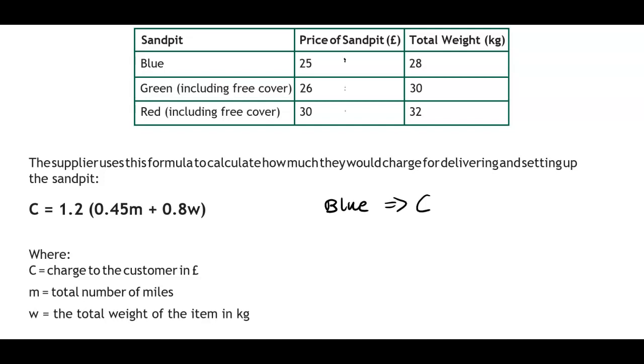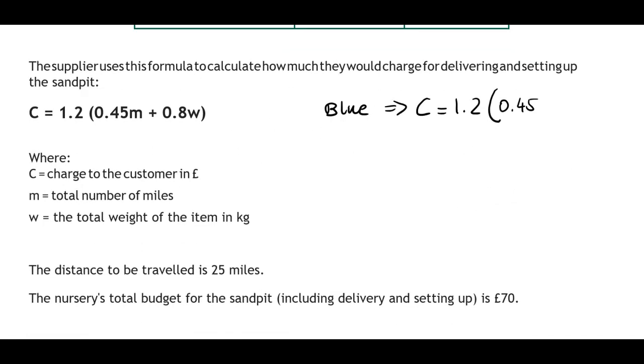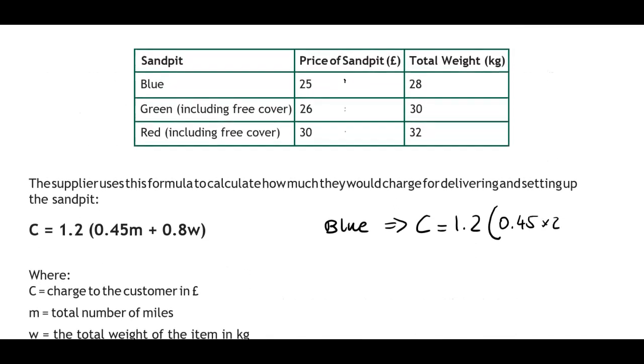The cost is going to be 1.2 times 0.45 M. That was the number of miles, so that's not going to be any different. It's 25 for all 3 of them. Add 0.8, and the weight for this one is 28.